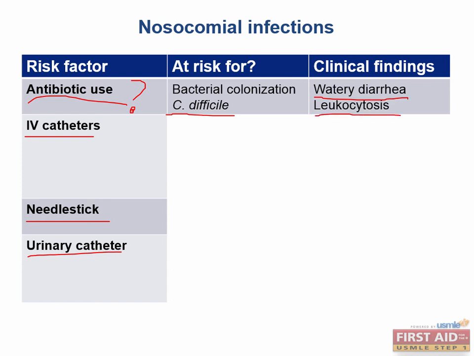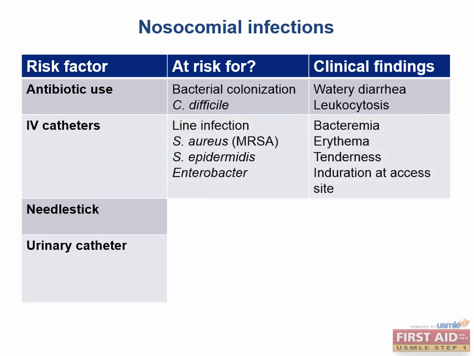Okay, how about patients with IV catheters? What are they at risk for? These patients have a plastic tube directly in their vein, so these patients are at risk for infections with bacteria on the skin, such as Staph epidermidis and Staph aureus. These can form line infections and can dangerously progress to bacteremia. Clinical findings in patients with a line infection would be erythema, tenderness, and induration at the access site.